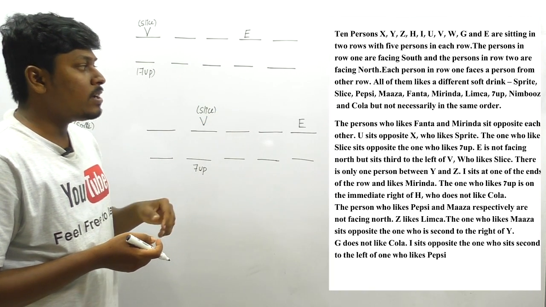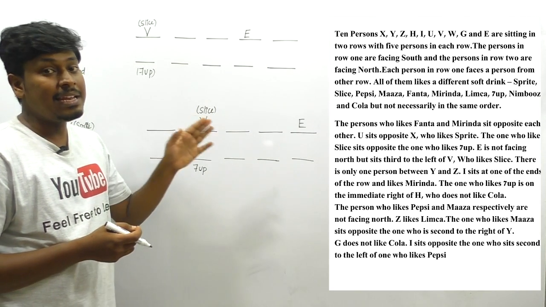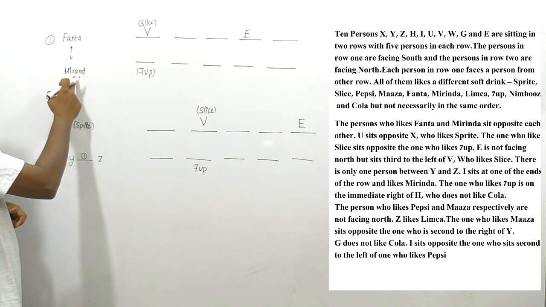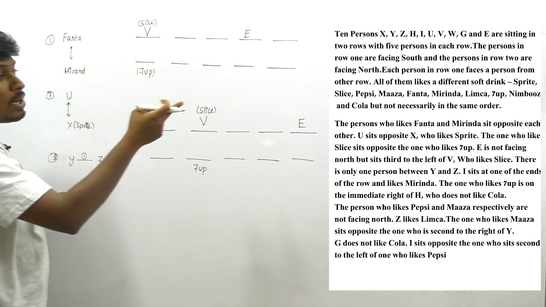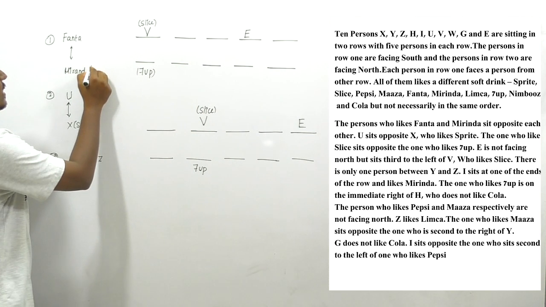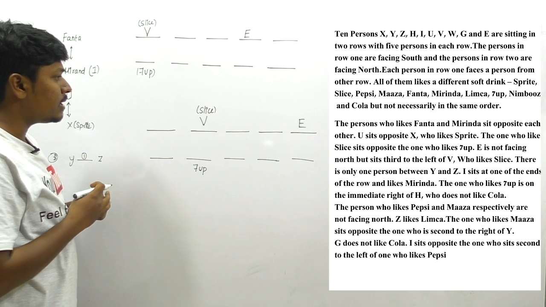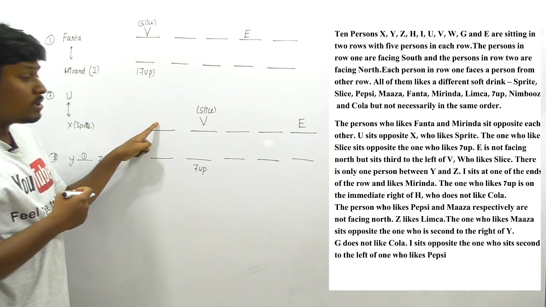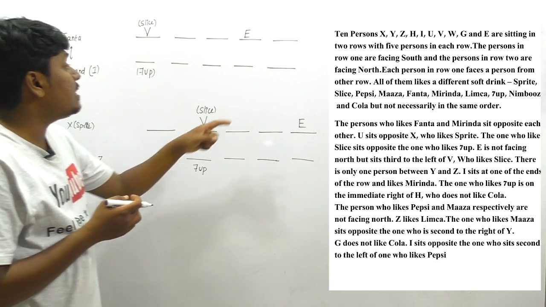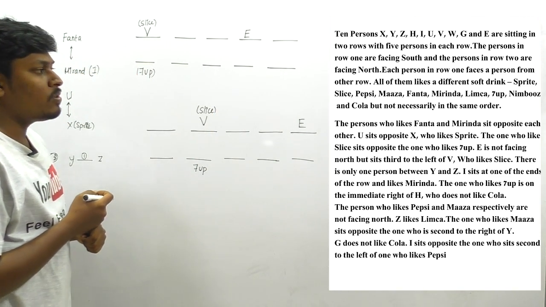I sits at one end of the row and likes Mirinda. Friends, listen carefully. I is sitting at one end of the row and likes Mirinda, right? We already know that the person who likes Mirinda is opposite to Fanta. So I will definitely be Mirinda, sitting at one end of the row, but there are a lot of possibilities, right? Here I and Mirinda can come, and here Fanta can come. Similarly, I, Mirinda, Fanta here too. So there are so many possibilities, right? Okay, let me move on to the next line.